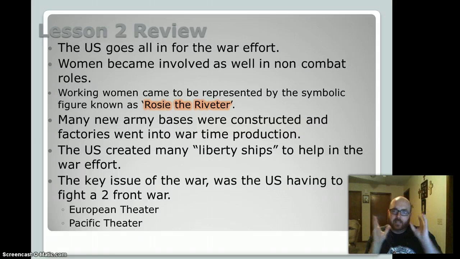You just created many Liberty ships. These are cookie-cutter ships, all built the same on an assembly line, and created to give us many, many ships, especially if we're going to war in the Pacific. All right, the key issue of the war was the U.S. having to fight a two-front war. We had to fight Hitler in Europe, and we had to fight Japan in the Pacific. It wasn't going to be easy.